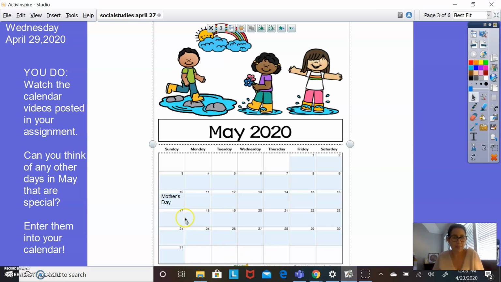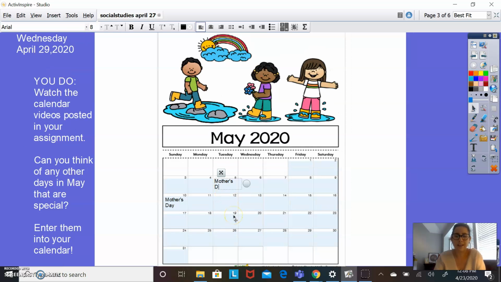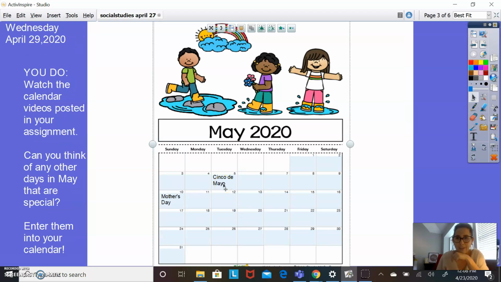Another 2 days that I thought about we could add here are, I'm going to move here, and this is for May 5th. And we know that May 5th is Cinco de Mayo. This is a holiday that is celebrated in Mexico to celebrate the army's victory at the Battle of Puebla. Cinco de Mayo, we may not celebrate it as often here, but some of us do. This year it is on the 5th of May.